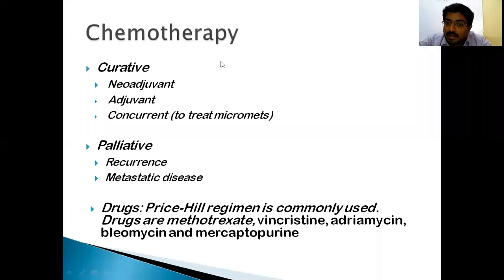Why I am mentioning it here is that in the NEET entrance examination, they will ask you what is the regimen for oral tongue carcinoma. If the options include the Price-Hill regimen, you have to tick the Price-Hill regimen. But nowadays, we are not going to give the Price-Hill regimen. Now we are using 5-fluorouracil and cisplatin. Mostly we are giving these drugs. Once again I am telling you, the Price-Hill regimen is an old regimen.